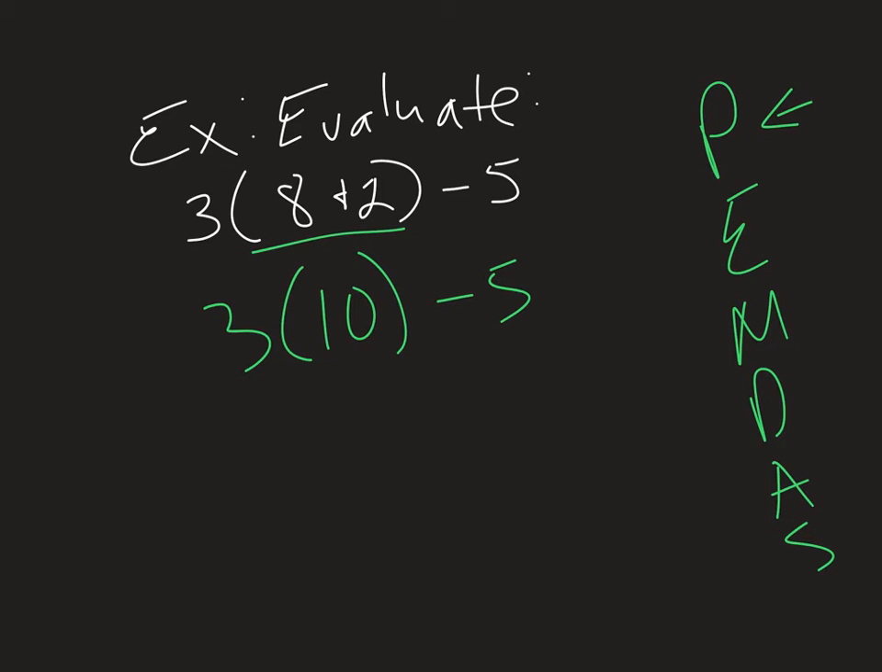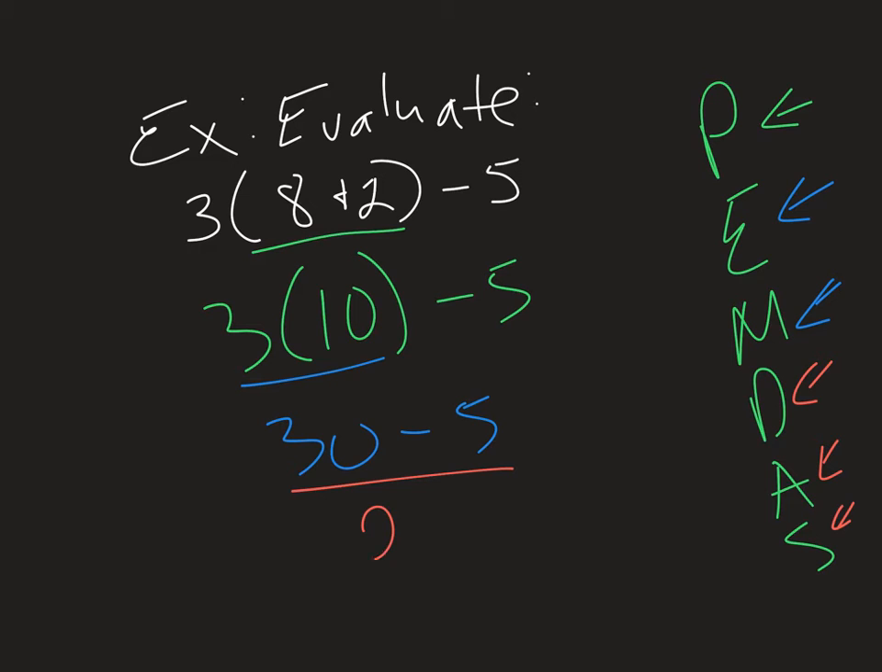Do I have any exponents? No. So move on to the next thing. Do I have multiplication? Yes, right here. So I'm going to take 3 times 10. That would be 30. And then I'll tack on the minus 5. Then I'm going to go and ask myself, okay, do I have division? I do not. Do I have addition? I do not. Subtraction would be my next thing. So I'm going to take 30 minus the 5, which would be 25. This would be our evaluated expression. This is as simple as it gets.